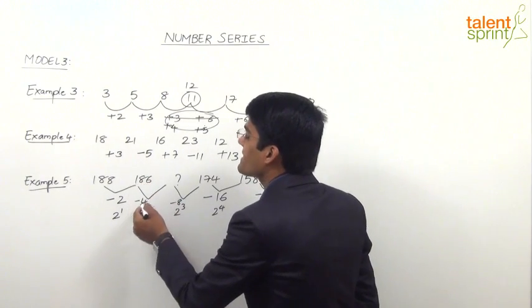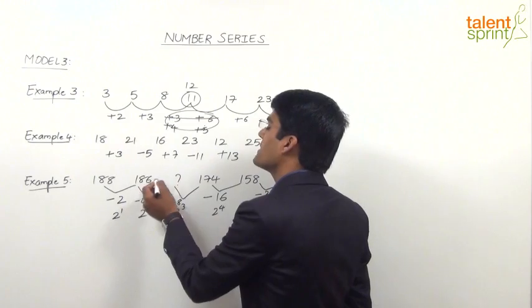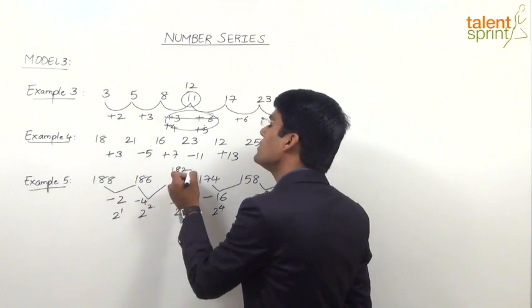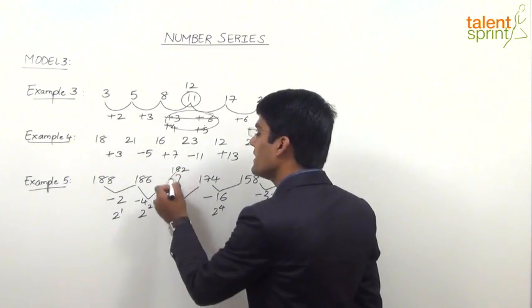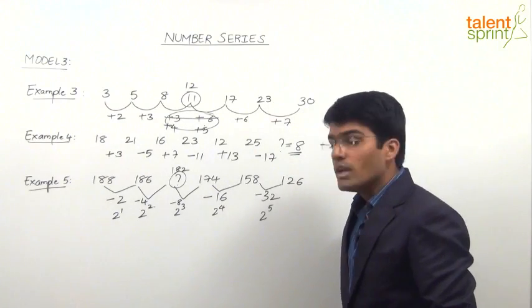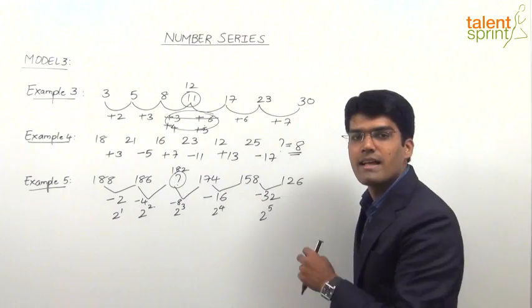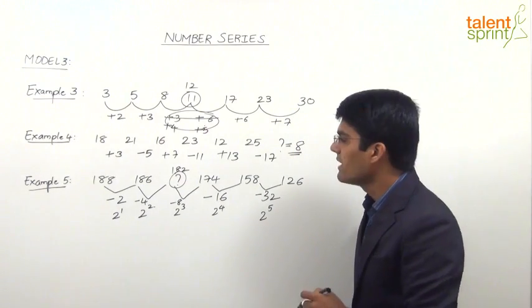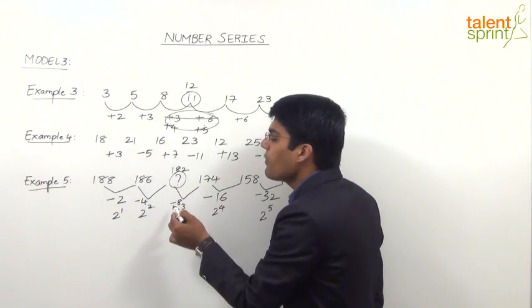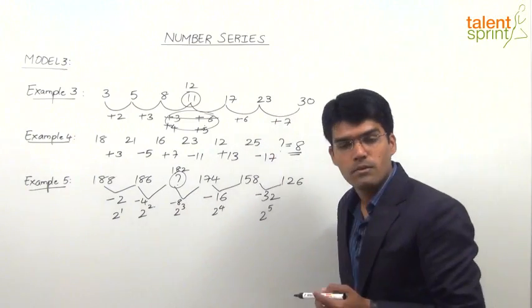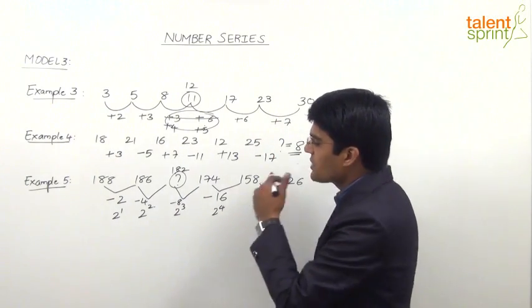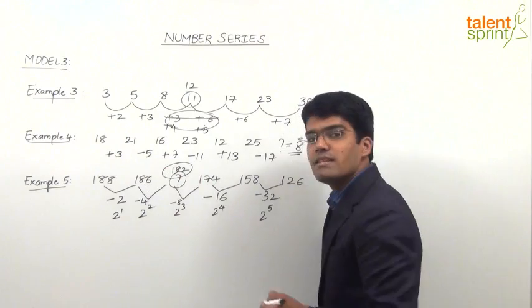Now 186 minus 4 will be equal to 182. So the question mark here may be equal to 182. Now this 182 minus 8, if it is 174, then we have got the answer. Otherwise, we have to go for something else. And if we check, 182 minus 8 is 174. So very clearly, the question mark here should be replaced with 182.